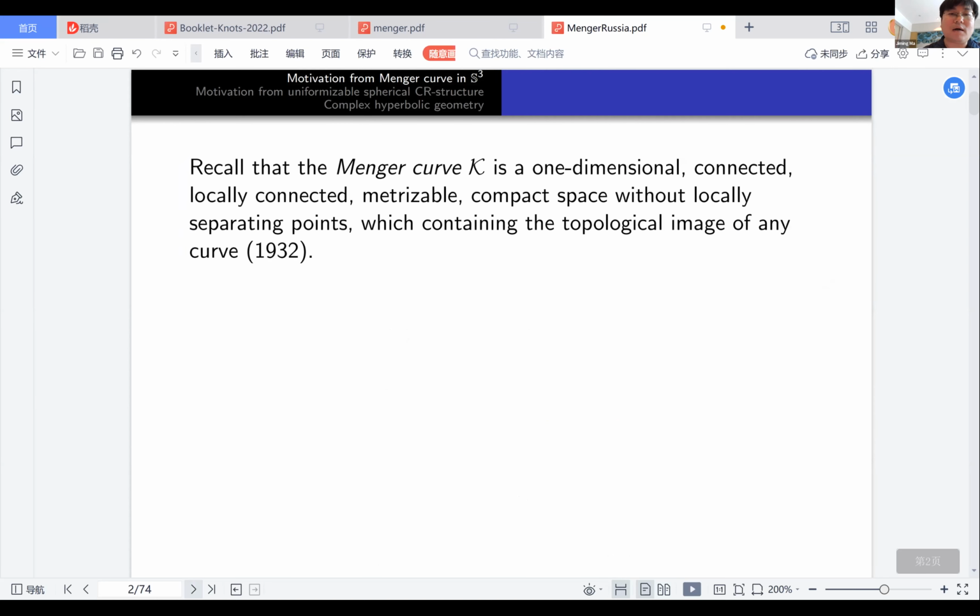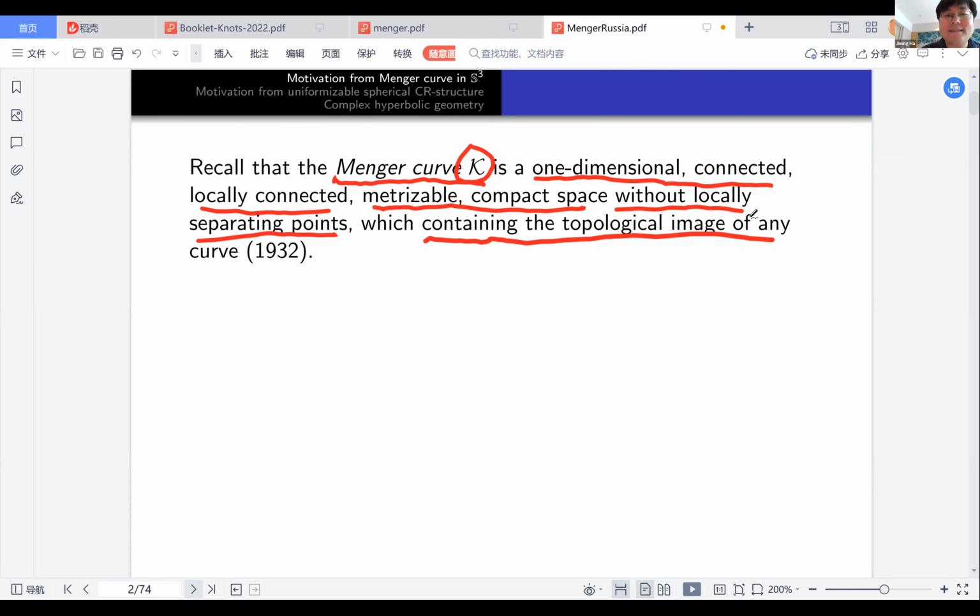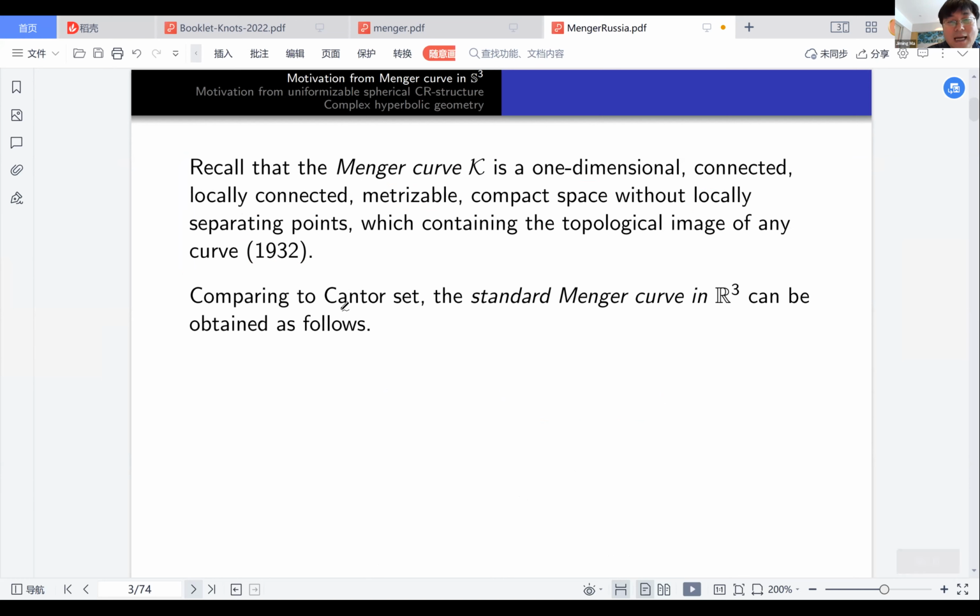First we recall the Menger curve. We denote by kappa a one-dimensional connected, locally connected and metrizable compact space without local separating points. And also it contains a topological image of any curve, just like the definition of the Cantor set.